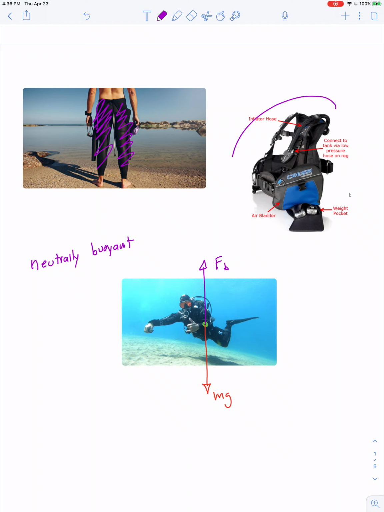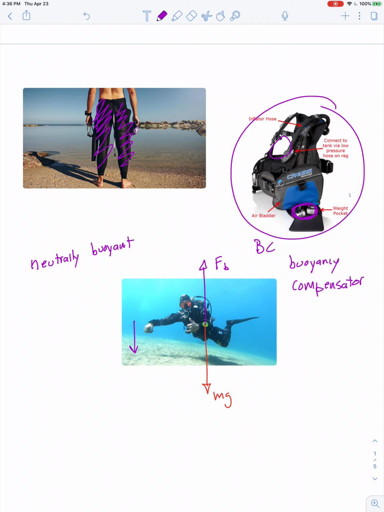So a scuba diver wears a BC. That stands for a buoyancy compensator. And a buoyancy compensator has a pocket for some, they're basically just lead weights. And so those lead weights would make you sink to the bottom. Now, this is a problem. At some point, you're going to want to rise back to the surface. So you don't want to have to unbuckle this thing and leave it at the bottom.